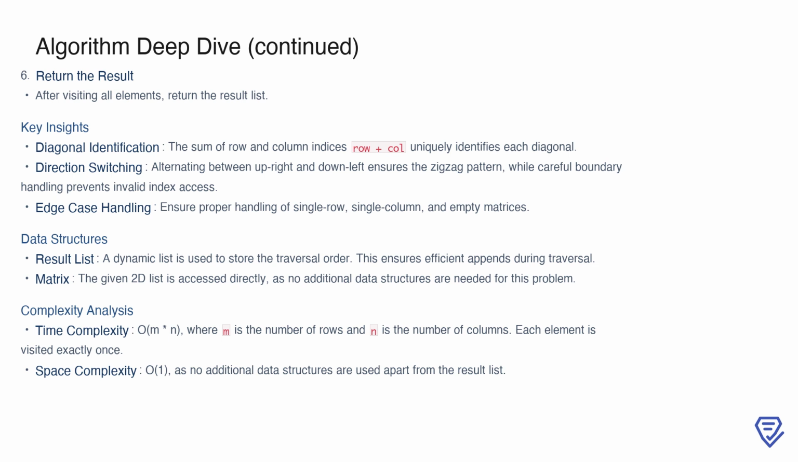From a data structures perspective, we use a dynamic list to store the traversal order, allowing us to efficiently append elements as we move through the matrix. The algorithm is highly efficient, with a time complexity of O(m*n), since we visit each element exactly once. The space complexity is O(1), as we use no additional data structures beyond the result list. This makes our solution both time and space efficient, even for larger matrices.